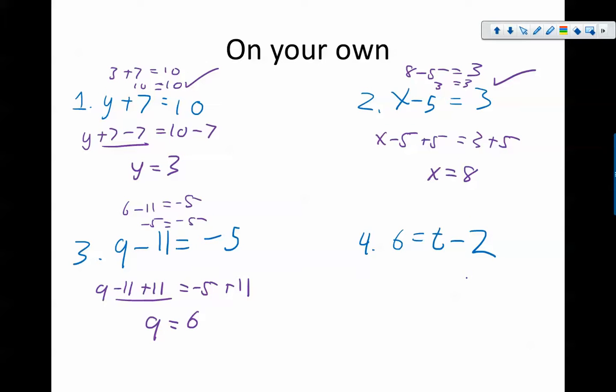Finally, I need to undo the minus 2. So I'm going to add 2 to undo that. I'm going to add 2 to the right because I added it to the left. This gives me 8 is equal to t, which again, 8 minus 2 equals 6. So it checks out.